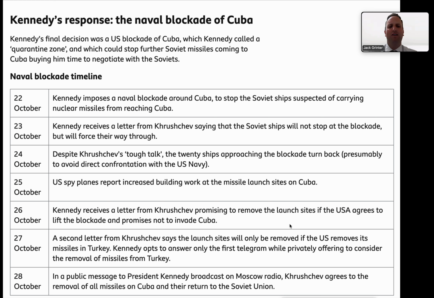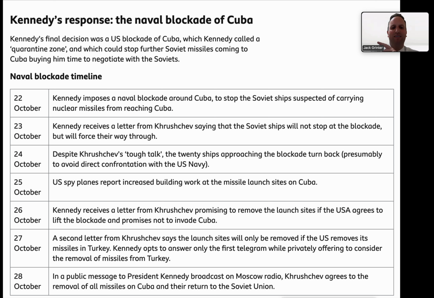There were some negotiations going on behind the scenes, like, letters between them about deals. Like they were trying to resolve it through diplomatic means, weren't they, before it got to any kind of military conflict. But yeah, so Kennedy, Khrushchev promises to remove the launch sites if the USA agrees to lift the blockade and promises not to invade Cuba. And also Khrushchev says the launch sites be removed if US remove the missiles from Turkey.